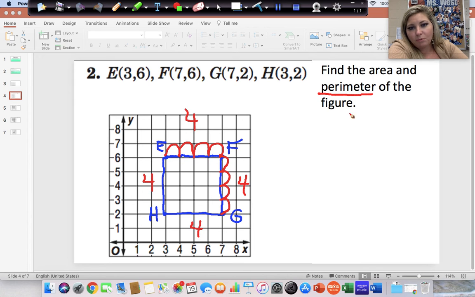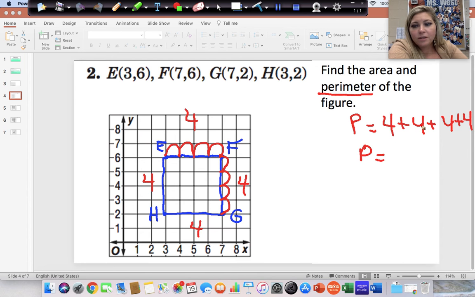If we are finding the perimeter, we are adding all of our sides together. So 4 plus 4 plus 4 plus 4. 4 plus 4 is 8, plus 4 is 12, plus 4 is 16. So our perimeter is 16 units.